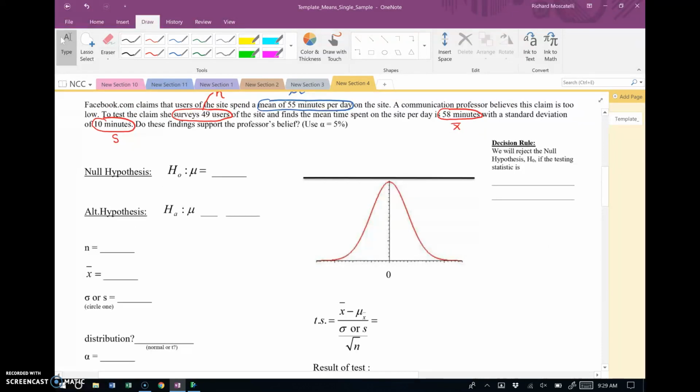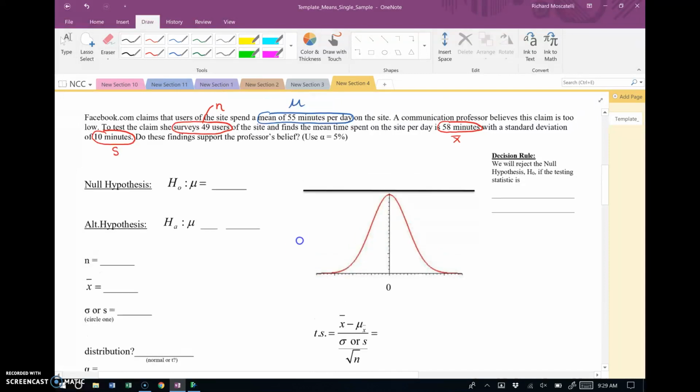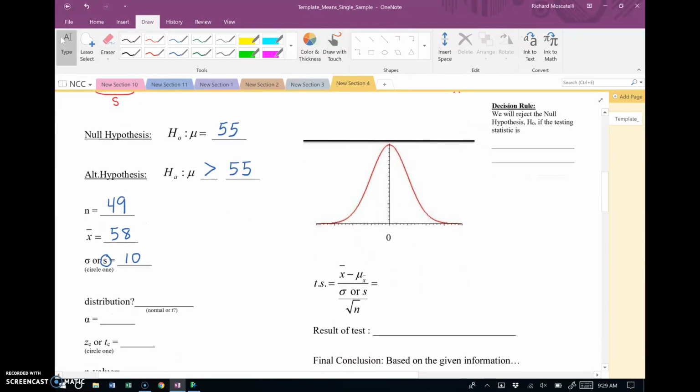The null hypothesis is the statement about the population mean that is assumed to be true. Right now, it's assumed to be 55 minutes. This communications professor says, I think it's more than 55 minutes. I think that claim is actually too low. She backed herself up by grabbing 49 pieces of data, getting a sample mean X bar of 58, and the standard deviation of those 49 pieces of data was 10. Remember how the game works. When you're given the sample standard deviation, we use the t-distribution with n-1 degrees of freedom, and there's 49 pieces of data, therefore there are 48 degrees of freedom.